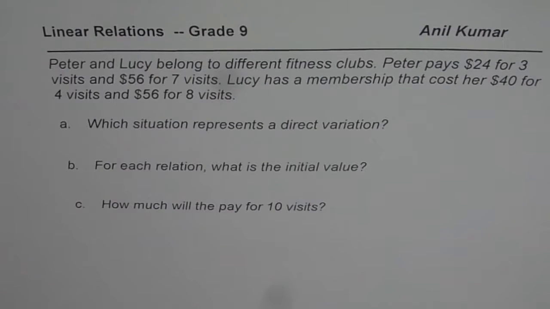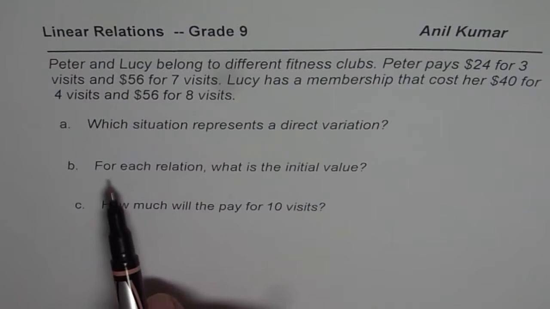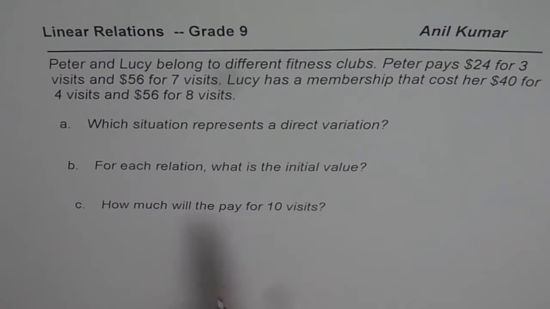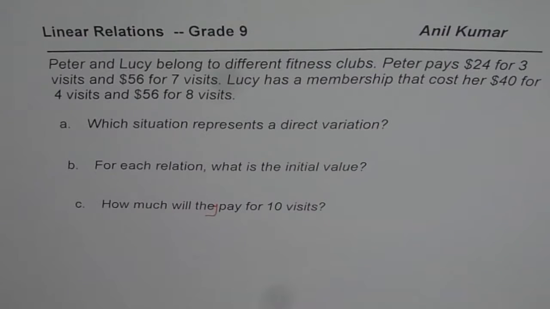Peter and Lucy belong to different fitness clubs. Peter pays $24 for 3 visits and $56 for 7 visits. Lucy has a membership that costs her $40 for 4 visits and $56 for 8 visits. Now the questions are, which situation represents a direct variation? For each relation, what is the initial value? How much will they pay for 10 visits? You can pause the video, answer the question, and then look into my suggestions.